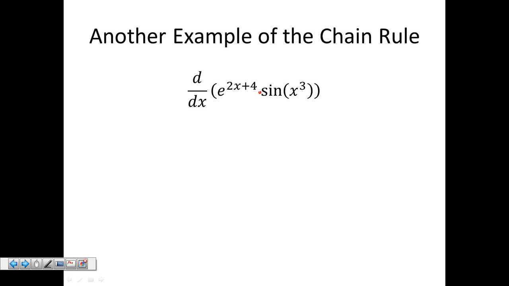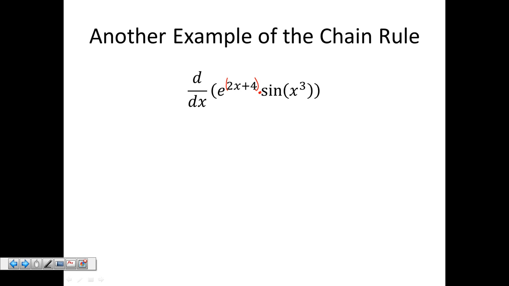And I see one set of parentheses. I see a set of parentheses around the x cubed. But I'm going to draw in another set of parentheses here, probably ones you didn't think of. I'm going to put the 2x plus 4 in parentheses. Now what that does is that identifies my outside function, e, and my inside function, 2x plus 4.